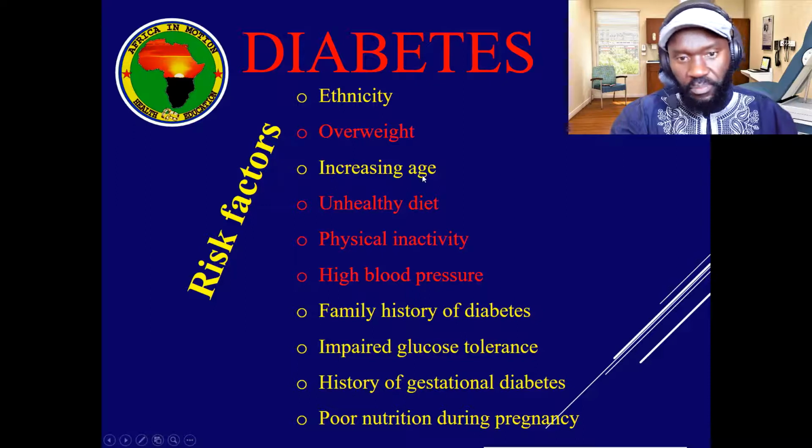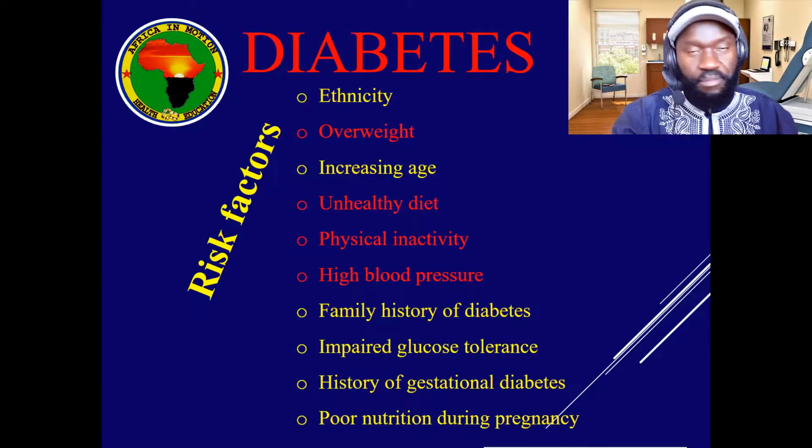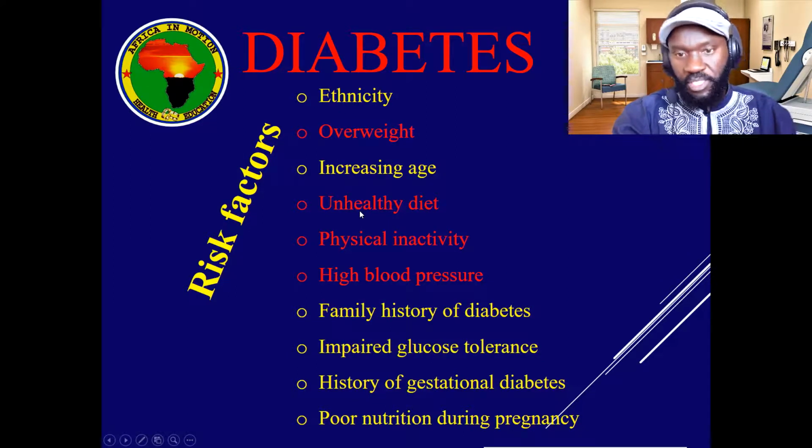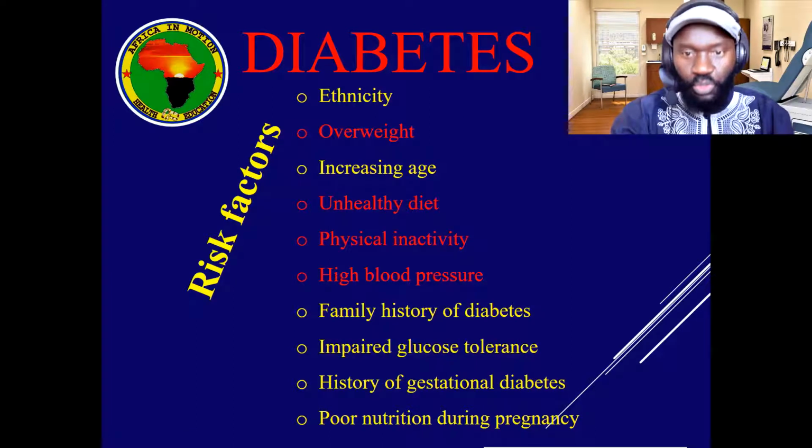Increasing age. It's very clear that when one is getting very old, the cells are getting old. That's the nature, that's the life we have on this planet. Unhealthy diet: we become what we eat. If you eat healthy food, you become healthy. If you eat unhealthy food, you become unhealthy. That's the reality. Physical inactivity: if one remains inactive throughout, then the joints and organs will become inactive as well.